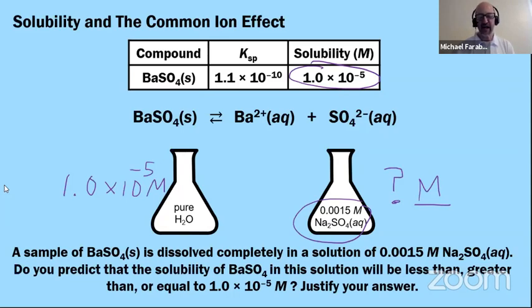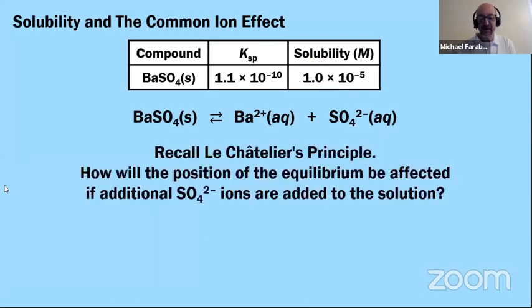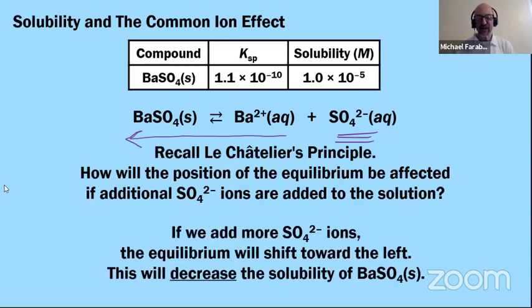So again, think about Le Chatelier's principle. If we already have this additional amount of sulfate ions, that is going to affect the equilibrium. So with additional sulfate added to the equilibrium, we are going to predict a shift from right to left. And therefore, if we shift toward the solid, that will decrease the solubility of the barium sulfate in a solution that already contains sulfate ions.